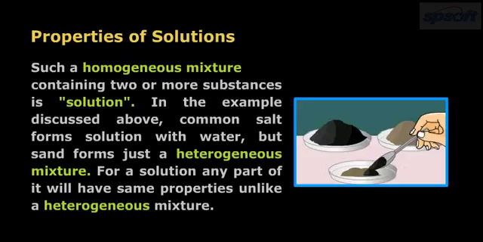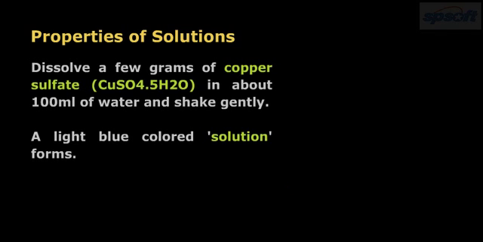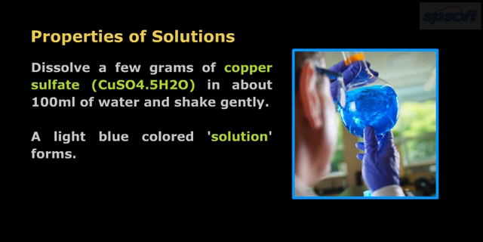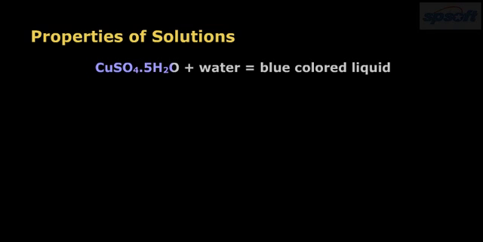In the example discussed above, common salt forms a solution with water, but sand forms just a heterogeneous mixture. For a solution, any part of it will have the same properties, unlike a heterogeneous mixture. Take another example. Dissolve a few grams of copper sulfate, CuSO4·5H2O, in about 100 ml of water and shake gently. A light blue colored solution forms. CuSO4·5H2O plus water is equal to blue colored liquid.